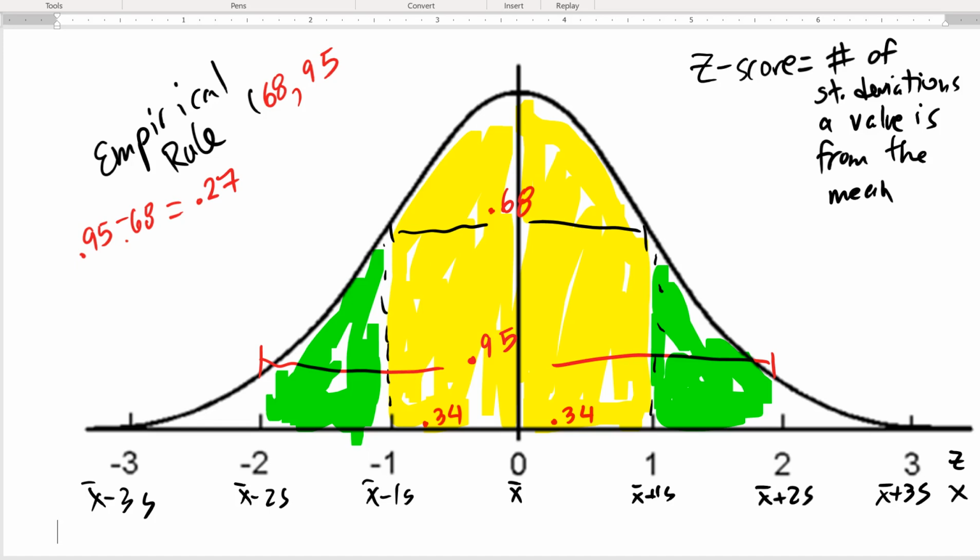Well, if those pieces are the same size, the same value, then that means I can take this and divide it by 2, and each of those pieces is worth 13.5%.